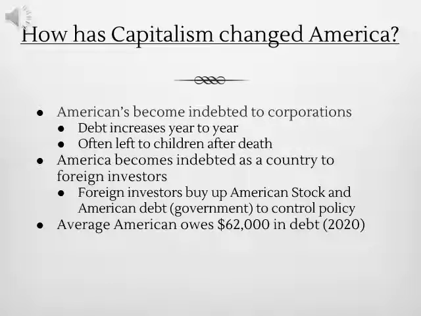So, how did capitalism change America? Well, Americans became indebted to corporations, with the debt increasing year to year, often left to their children after they died. America becomes indebted as a country to foreign investors when foreign investors buy up American stock and American debt from the government and help to control policy.